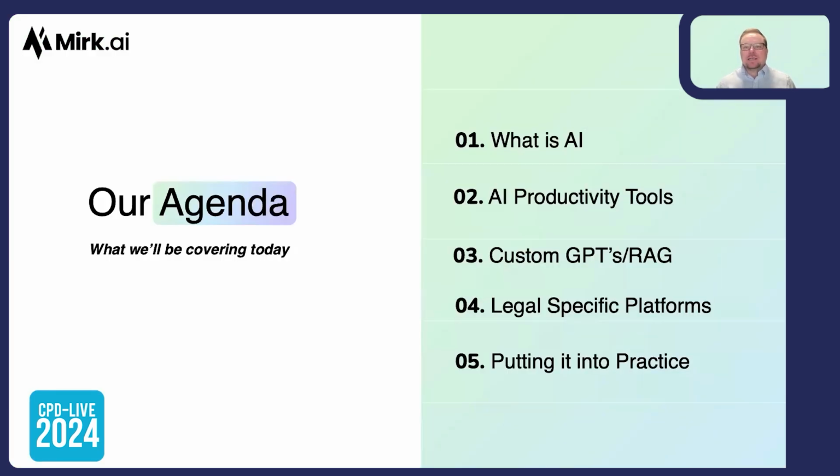So what we'll be covering off today is just a very brief explanation of what is AI, the types of AI productivity tools that are available in a software platform sense, what a custom GPT or a RAG is, and we'll get to that obviously in the presentation, some of the legal specific platforms that have emerged in the past couple of years that draw heavily on AI, and I guess what you might call a bit of a Rolls-Royce type solution for legal practices, and practical steps that can be taken to put it all into practice.